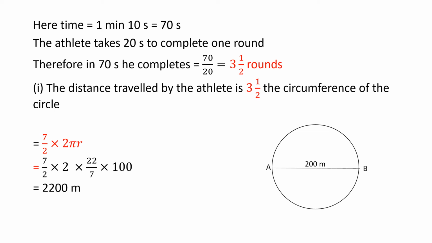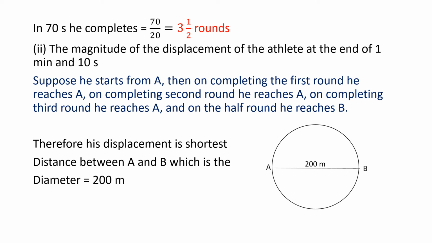Again, if you look at the sum, he completed one round in 20 seconds. But we want to find out the distance he has run in 70 seconds. That is 3.5 rounds. So in 3.5 rounds, he has run 2200 meter. Now we move on to the displacement. Again, in 70 seconds, he completes 3.5 rounds.